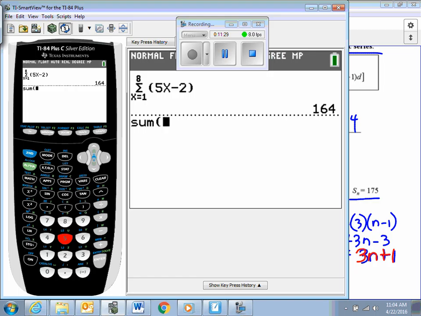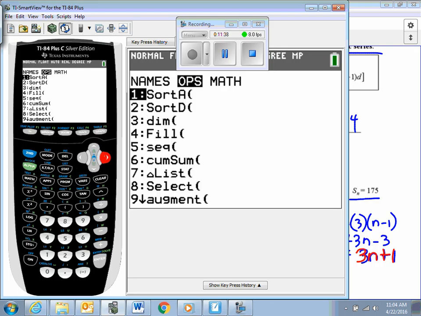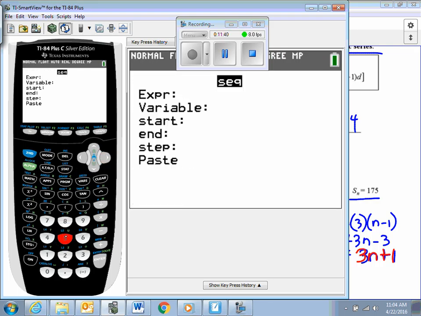We want the sum of a sequence. So once again, we go second, stat, and then we come over to ops, and we choose sequence, which is number 5. And our expression is our rule for a sub n. So we got 5x minus 2. Our variable that we're using is x. What term are we starting with? We're starting with the first term. What term are we ending with? The 8th one.